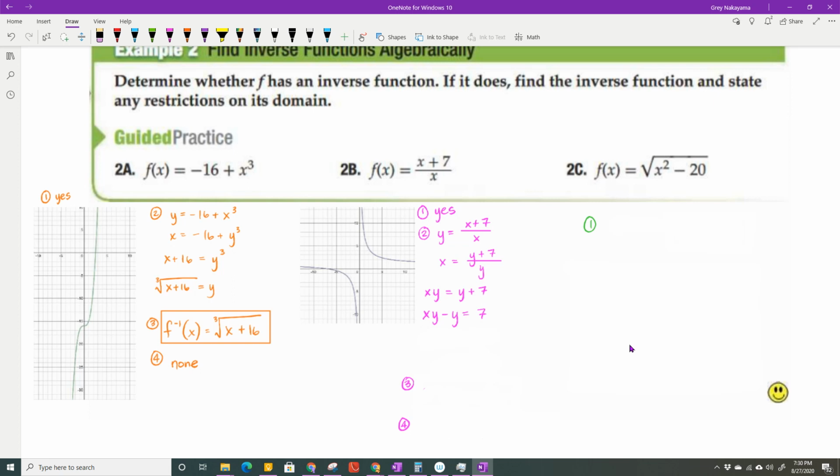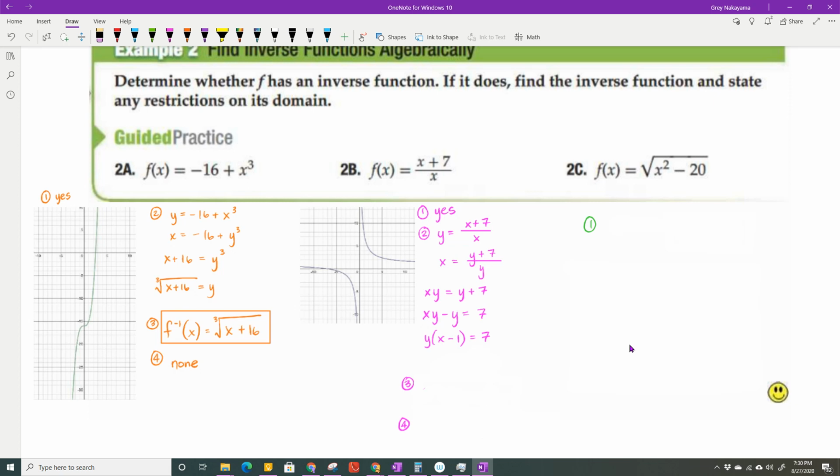And this is the challenging step. So put a star by it in your notes, or remember, because people always forget this. And that is, I have to factor out the y. So when I factor it out, I get x minus 1. Y times x minus 1 equals 7.